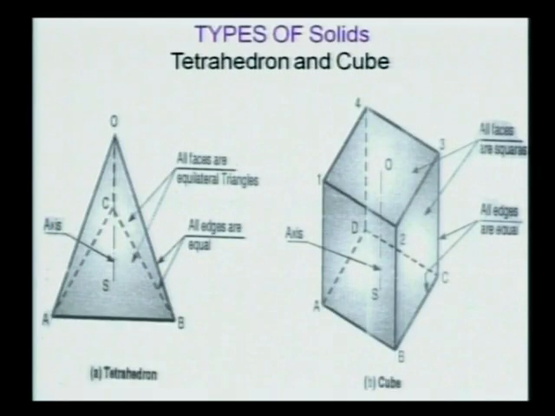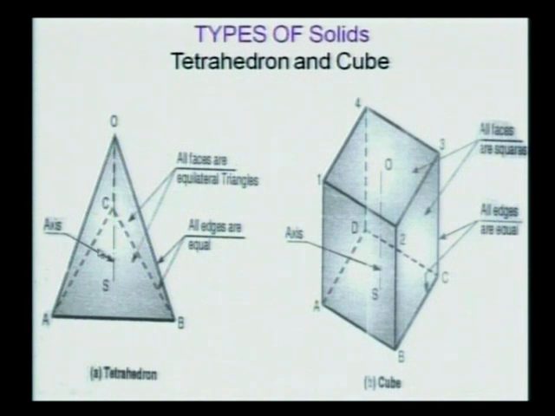Now these are the different types of solids. Two solids are shown here, just go through it carefully. The first solid is called a tetrahedron, and the second one is a cube, okay, tetrahedron and cube. Now what is a tetrahedron? In a tetrahedron, all faces are equilateral triangles. It is a solid formed by four equilateral triangles.